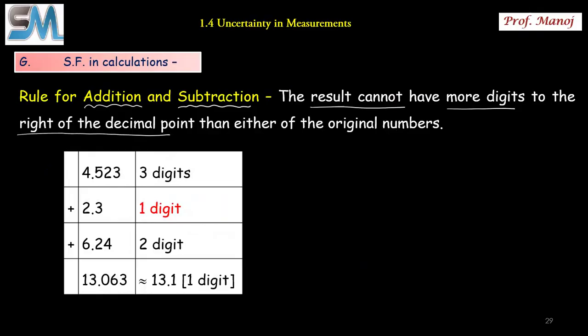Suppose you are going to add these numbers: 4.523 with 2.3 and 6.24. We carry out the addition as it is. We get the answer 13.063. Now check among these, which one has the least digits after the decimal point? Your answer must be expressed up to that digit only. So you are going to remove the number 6 from here, greater than 5. So we add 1.